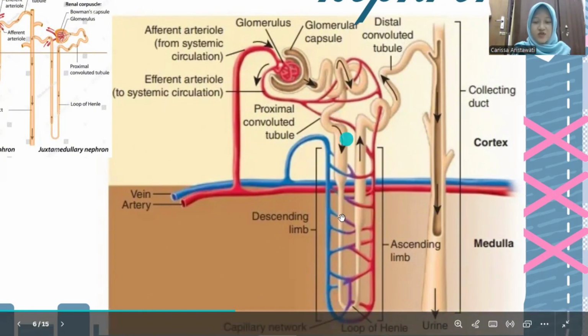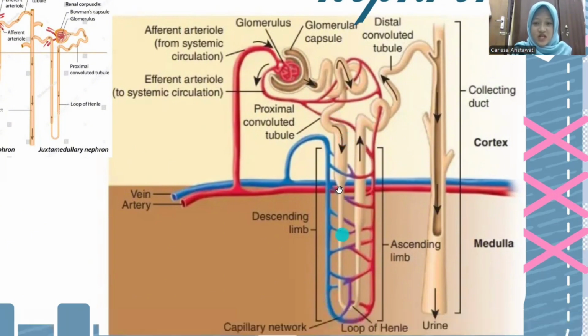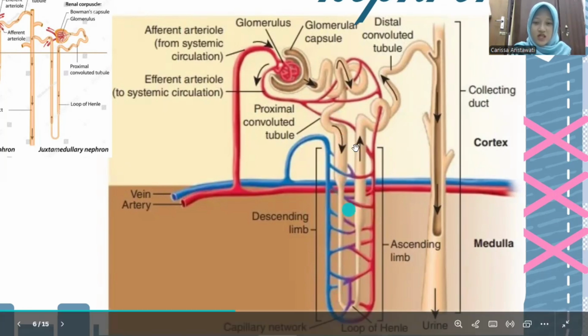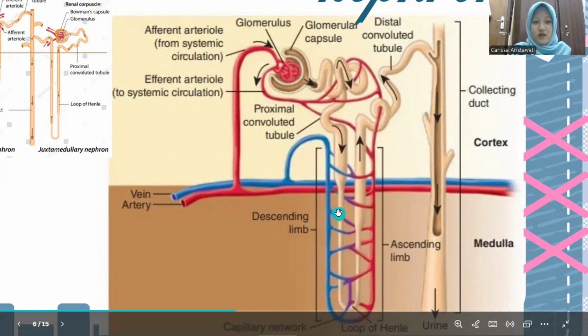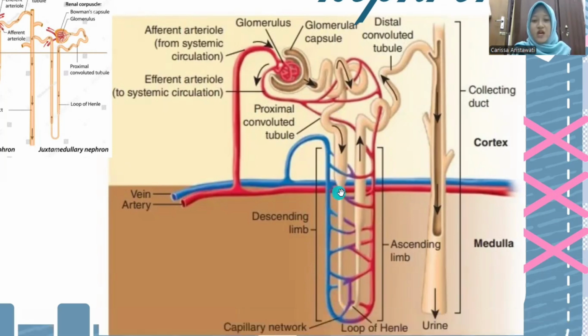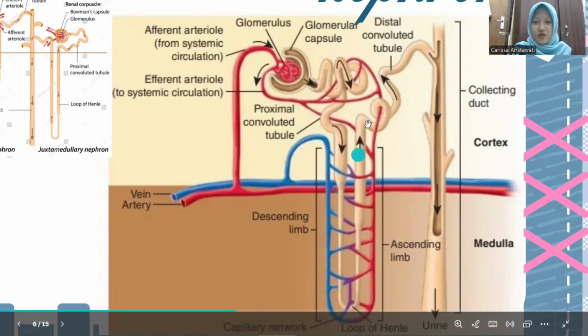So the reabsorption occurs again. So you can see it. These tubes are more narrow than this one because this will allow only water and fluids to go through or pass through this loop of Henle.